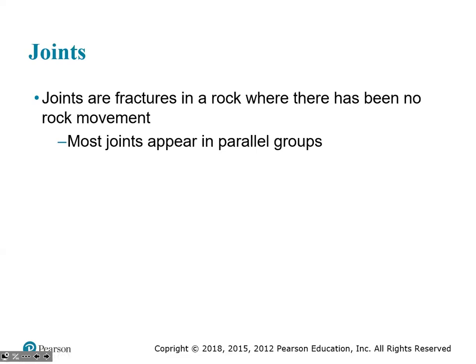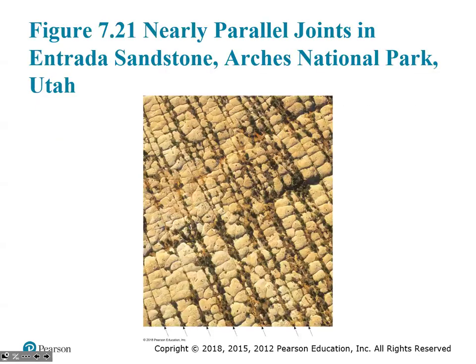Mostly joints are fractures in the rock, but there's no rock movement, and most joints appear in parallel groups, like you can see here. So often joints are a whole bunch of parallel lines, cracks in the rock.